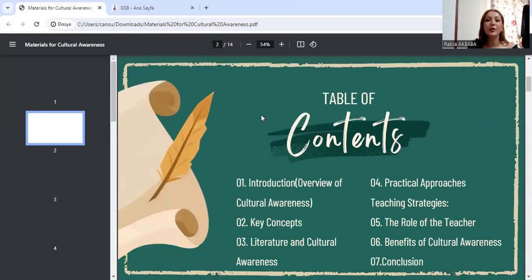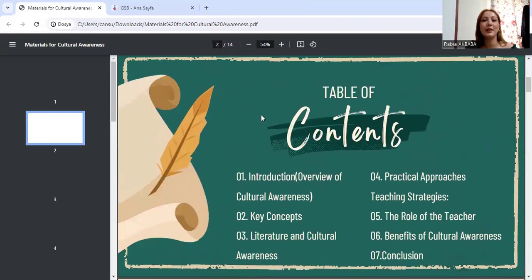Before starting the video, let's check my table of contents. First of all, we will talk about the introduction and overview of cultural awareness. What is cultural awareness? And key concepts of it, literature and cultural awareness, practical approaches, teaching strategies, the role of the teacher, benefits of cultural awareness, conclusion, and done.